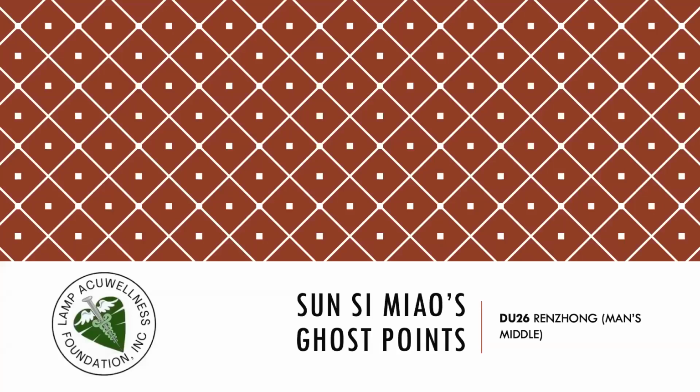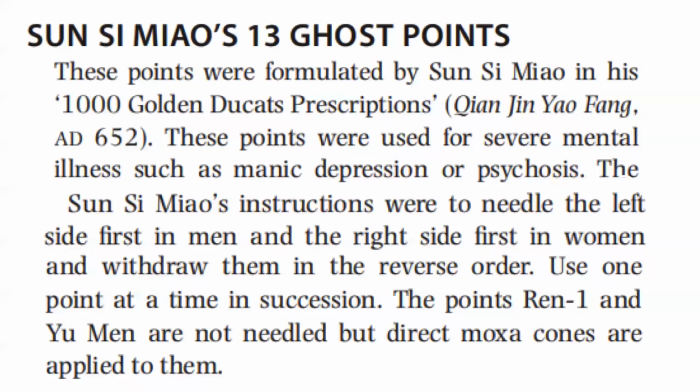Now let's talk about DU 26, Ren Zhong, Man's Middle, the Sun Si Miao ghost points. These points were formulated by Sun Si Miao in his Thousand Golden Ducats prescription. These points were used for severe mental illness, such as manic depression or psychosis.